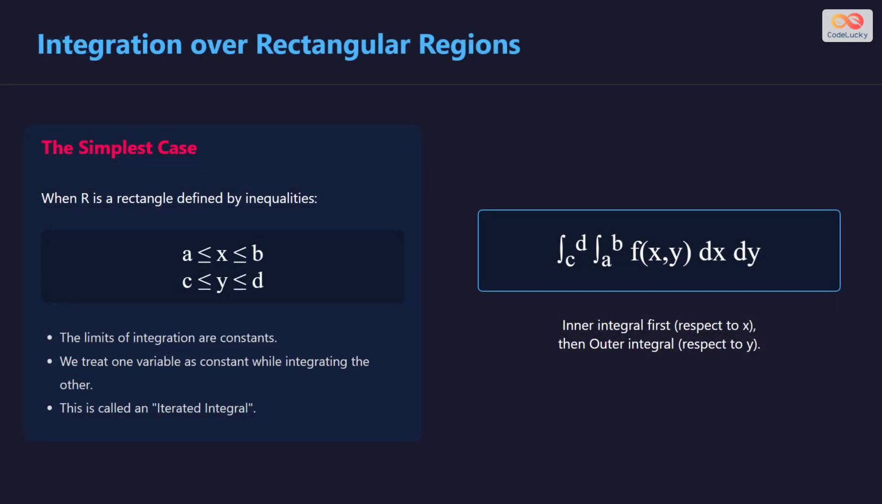The easiest place to start is when our region is a simple rectangle. Here, x goes from a constant a to b, and y goes from c to d. We set this up as an iterated integral. We integrate the inside part first, treating one variable as a constant, and then we integrate the result with the outside variable.